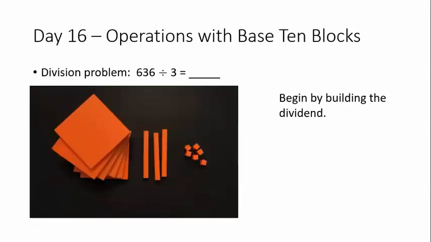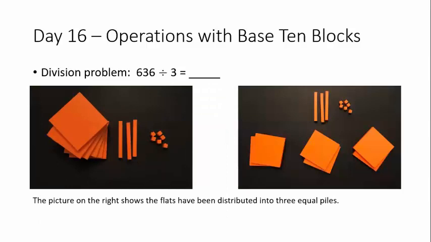This first problem, 636 divided by 3. We begin by building the dividend. I've laid out 6 flats, 3 rods, and 6 units. I want to divide by 3, so I will start dividing into 3 piles. I'll begin with the flats.